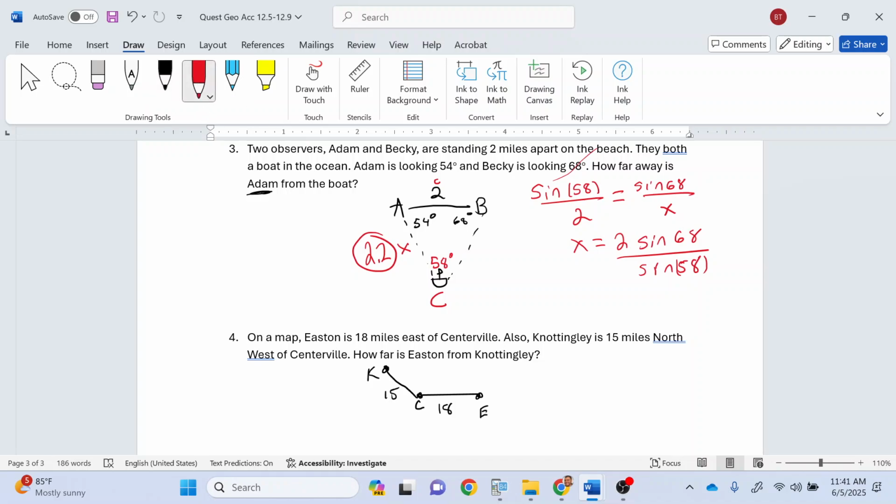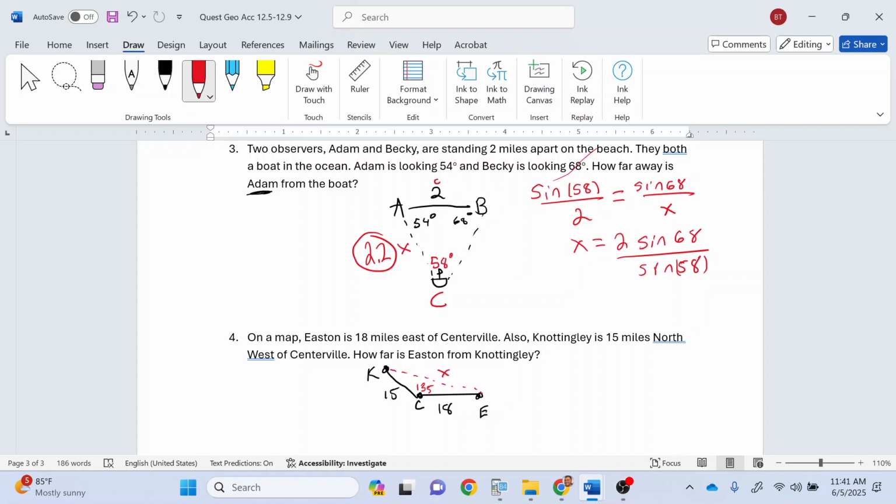How far is Easton from Knottonly? So I want this dotted line. It's this mystery X. The question is, how do I know this angle? This angle should be 135. Yes, it's from east to northwest, which is 135 degrees. 90 degrees to go north, and then 45 degrees to go northwest.